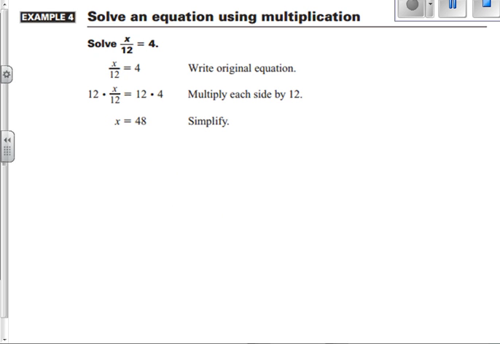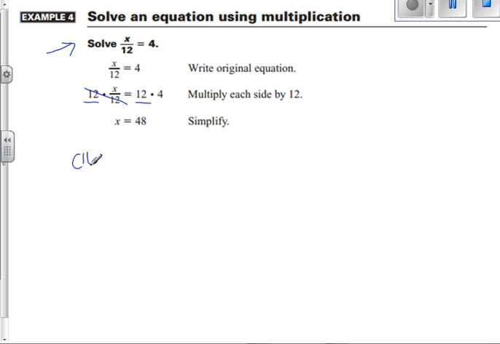All right? So solve an equation using multiplication. So it's just the inverse of what we just did. Your problem right here is x over 12 is equal to 4. You end up going to multiply both sides by 12. And the 12s on the left will cancel. We know that x is equal to 48.